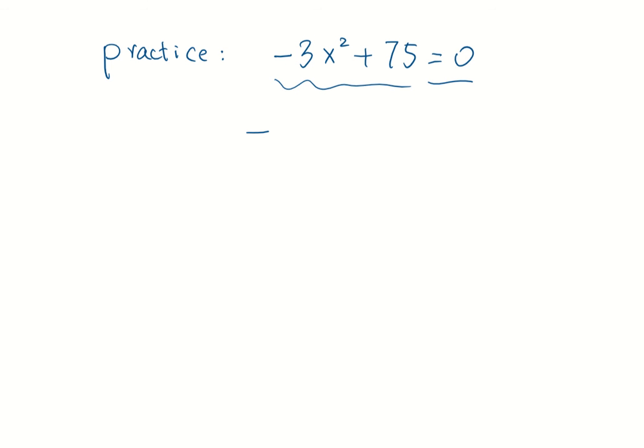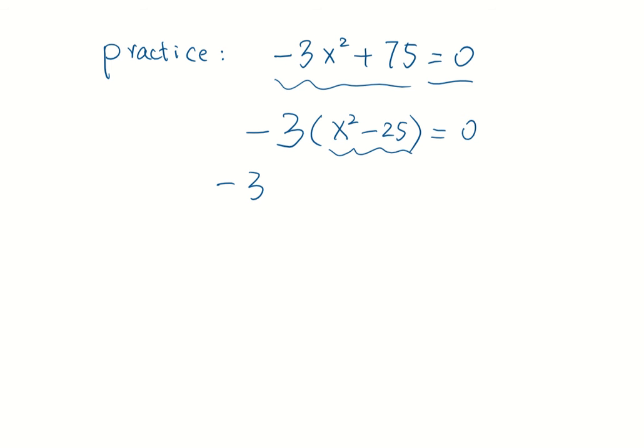Negative 3, since it's 3, that's the common factor. All right, so inside the parentheses is x squared minus 25. Remember, it's 75 divided by negative 3. Okay, so negative 3 times, we want to factor this part.